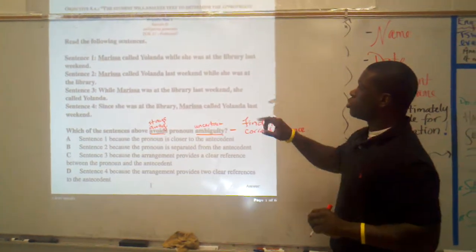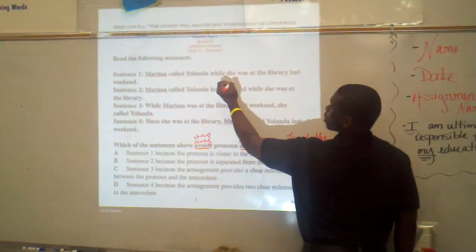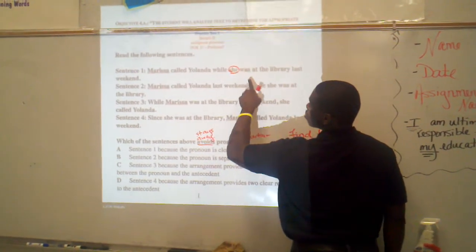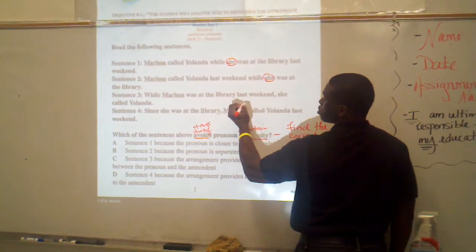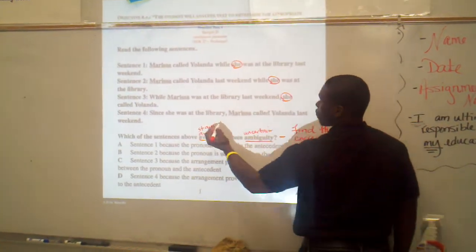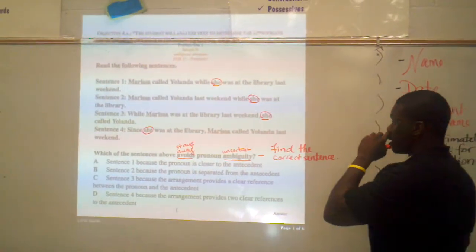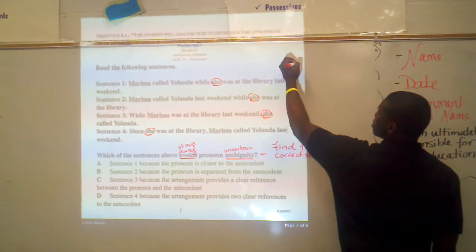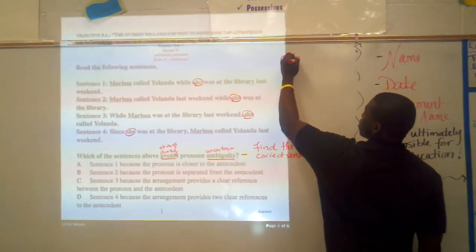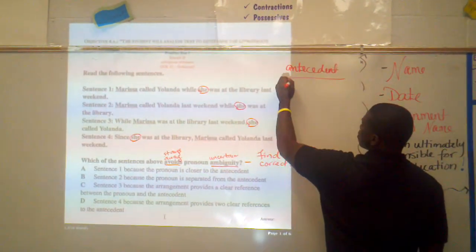Next step, step 2, is to circle the pronouns in each sentence. So in sentence 1, our pronoun is she because it takes the place of the noun. Sentence 2, pronoun she. Sentence 3 is she, and sentence 4 is also she. Our third step tells us to draw a line from the pronoun to the possible antecedents. Now, an antecedent is the noun that the pronoun refers to.